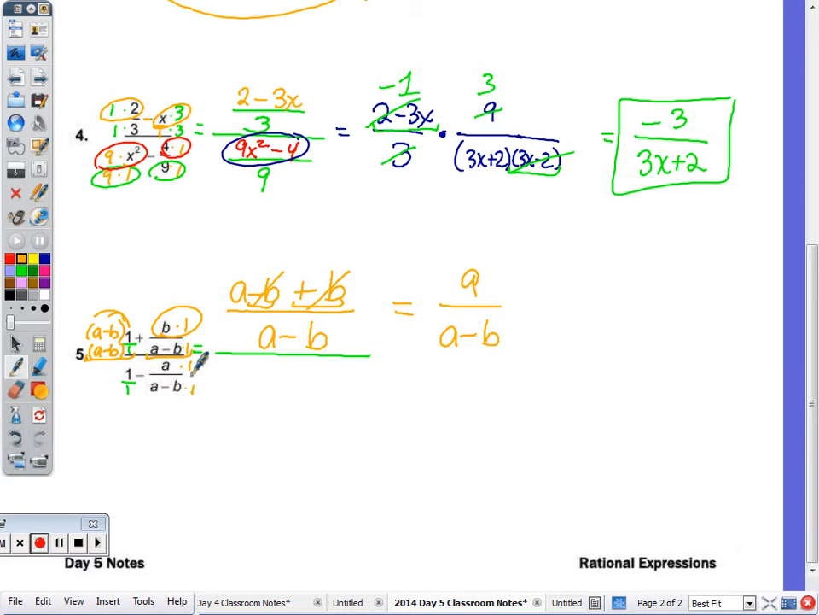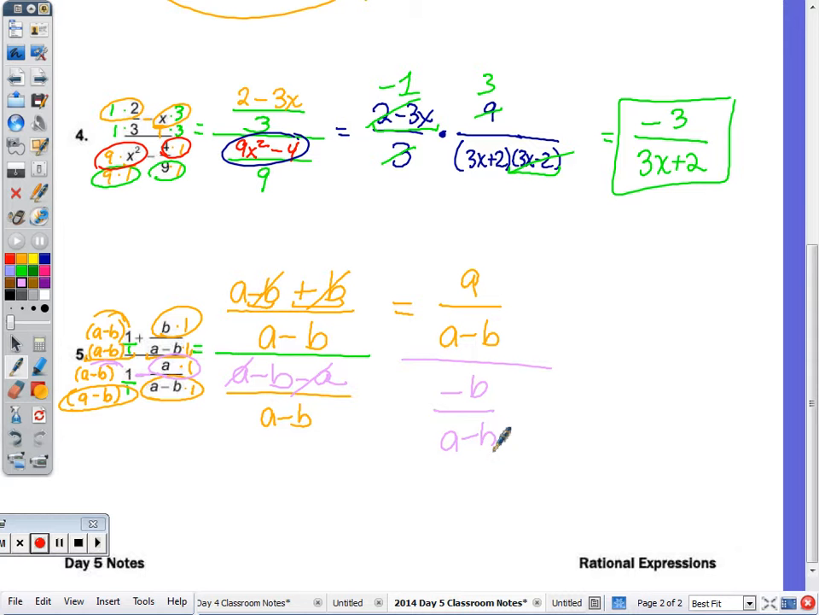Multiply by 1, multiply by 1, multiply by a minus b. Again, our denominator is going to be a minus b as a minus b times 1. A minus b times 1 is a minus b. 1 times a minus b is a minus b. And then this time we're going to subtract a times 1, which is a. So the a's cancel out. And we're left with negative b over a minus b.